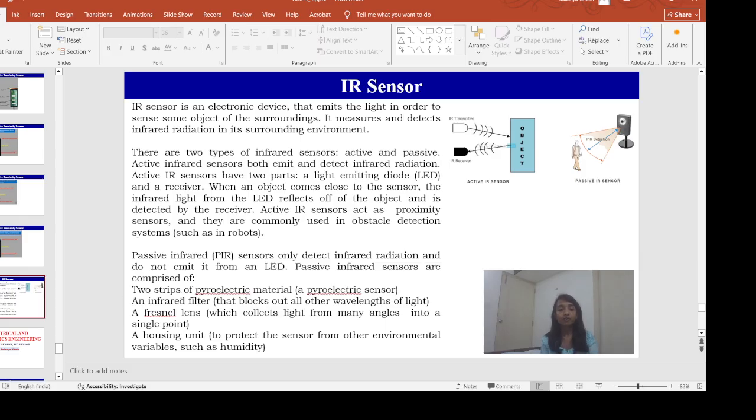Then it has an infrared filter. Obviously, it will block out all other wavelengths of light. That means only the wavelengths between 700 nanometers to 1 millimeter will pass through this filter. The rest of the wavelengths will be blocked. Then there is a Fresnel lens which collects the light from many angles into a single point, and a housing unit to protect the sensor from other environmental variables like humidity.